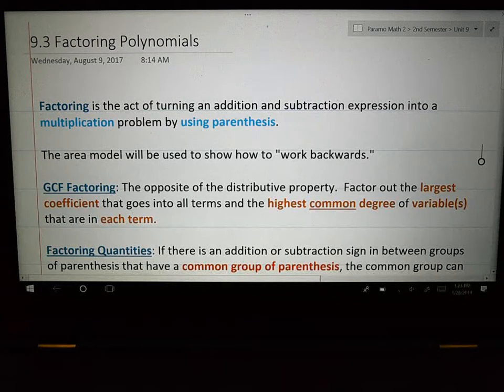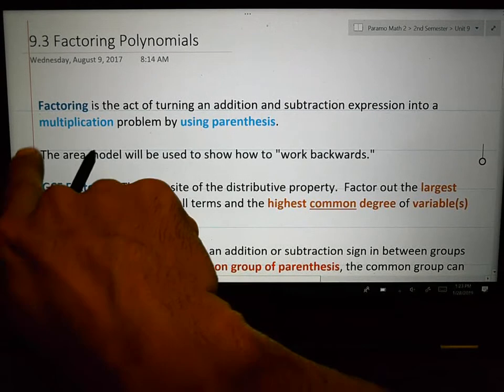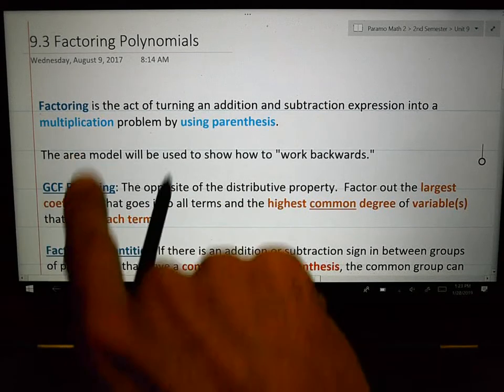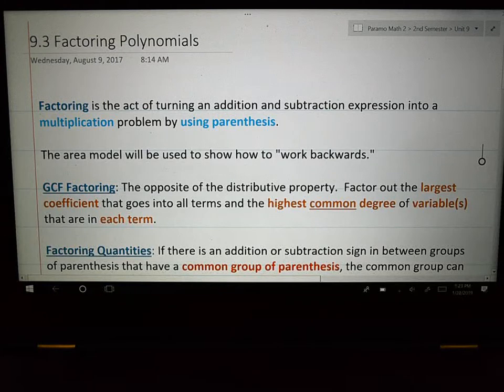Section 3, Unit 9, Math 2 is factoring polynomials. This is the beginning of doing the opposite of multiplication. Factoring is the act of turning an addition and subtraction expression into a multiplication problem by using parentheses. That's really what factoring is.